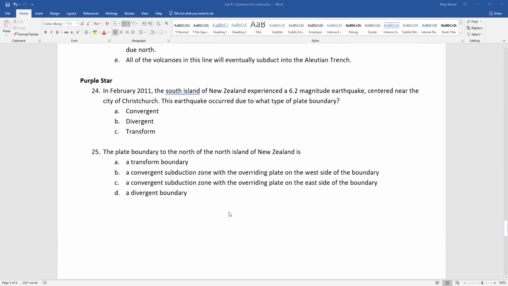In February 2011, the South Island of New Zealand experienced a 6.2 magnitude earthquake centered near the city of Christchurch. This earthquake occurred due to what type of plate boundary? Now that's the South Island of New Zealand, okay? So let's go out and look at that purple star. And then it asks us the plate boundary to the north of the North Island of New Zealand is what kind of plate boundary? Okay, so let's think about that when we're out there looking at this too.